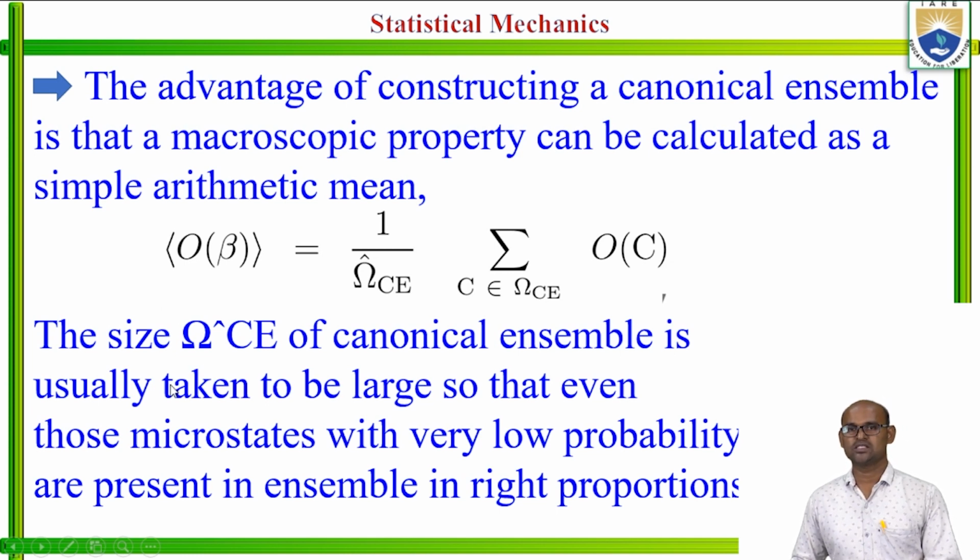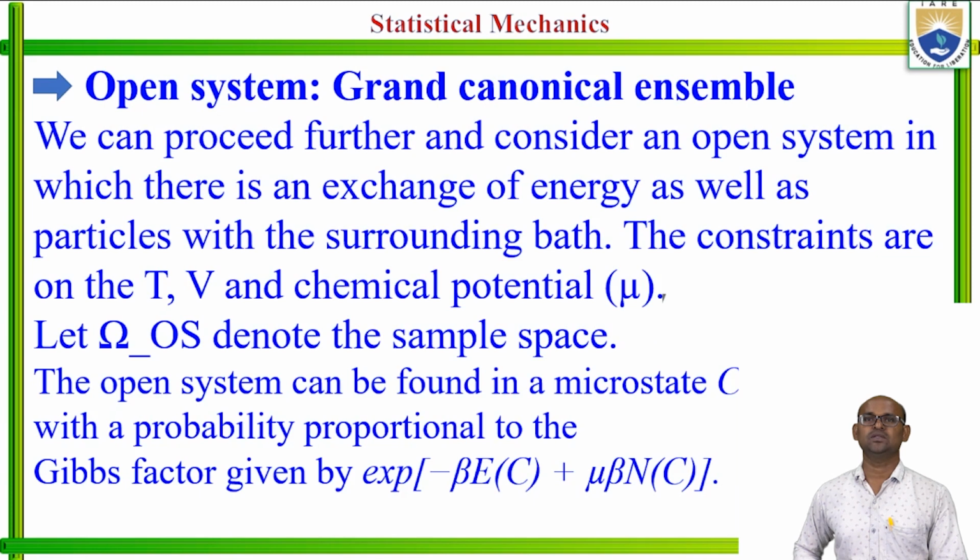And the size of the canonical ensemble is taken to be large, so that even all the microstates with low probability are also present in the ensemble in the right proportion. So when we construct a canonical ensemble for this closed system, we need to take the size of the ensemble very large, so that all the microstates occur as many times as to reflect their probability, so that whatever physical average macroscopic quantity we obtain using this ensemble average will be comparable to the experimental quantity. So that is the closed system.